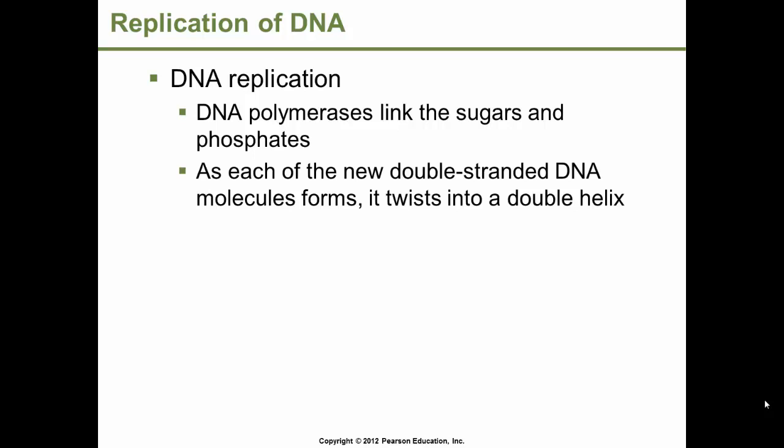During DNA replication, DNA polymerase links the sugars and the phosphates back together to form the double helix. As each new double-stranded DNA molecule forms, it twists back into the original structure of a double helix. There are other enzymes involved in DNA replication, such as gyrase, which helps to relieve the strain and relax the DNA as it's being unwound.